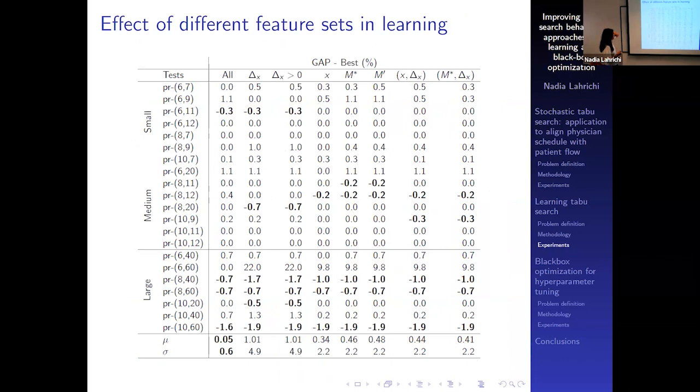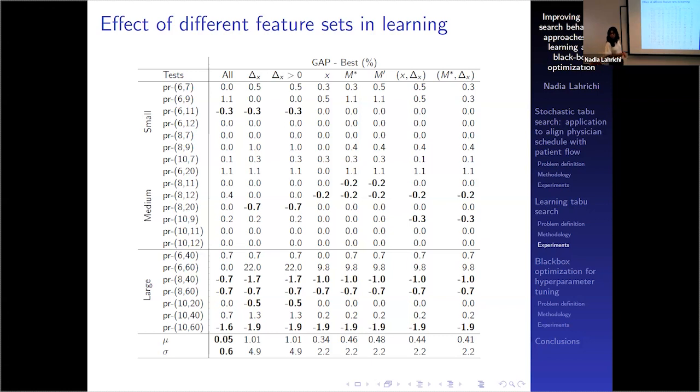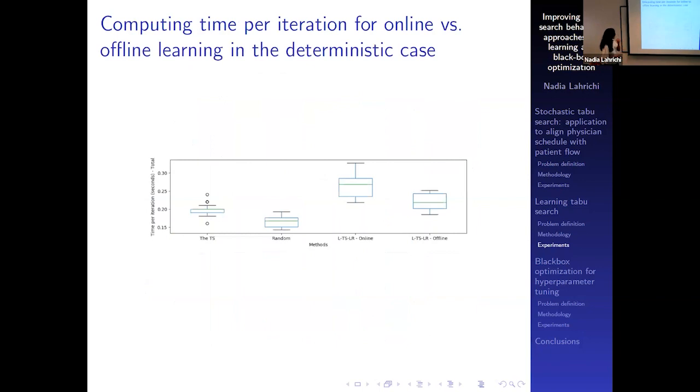And then we looked at the different feature sets in learning. So if you use them all, only the cost, only the matrices, a combination of the current solution and the cost, or just a few of them. And we could show that the best setting was the one where we have all the features. But obviously we would have removed the ones that are not working. But okay. Now the time.